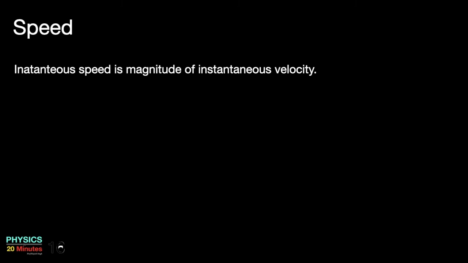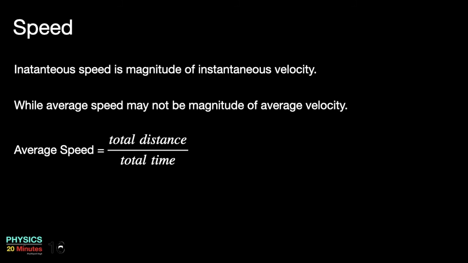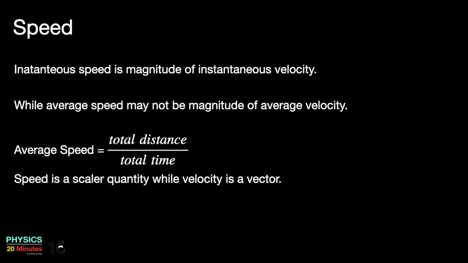While the magnitude of the instantaneous velocity gives you the instantaneous speed, the magnitude of the average velocity does not give you the average speed. So be careful. Average speed can be defined as total distance upon total time. Speed is a scalar quantity. Remember, velocity is a vector.